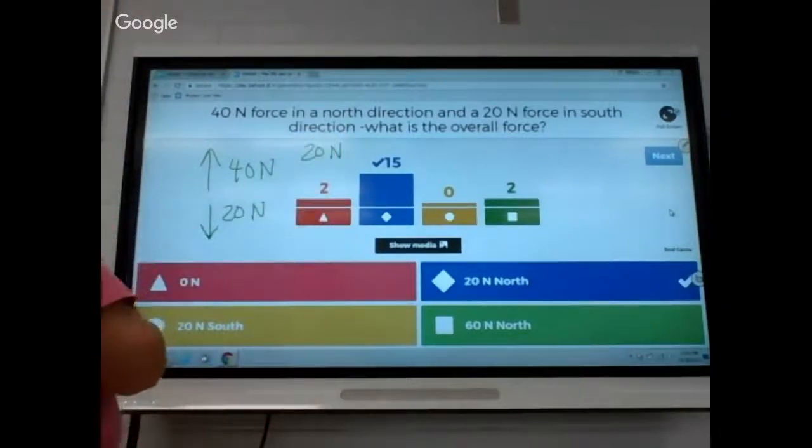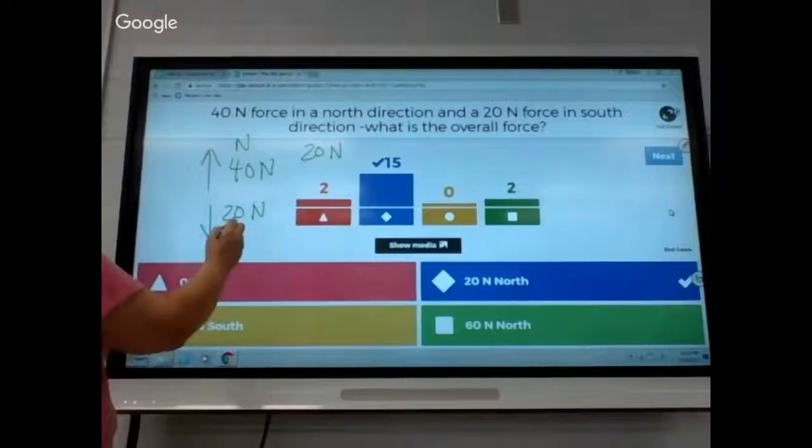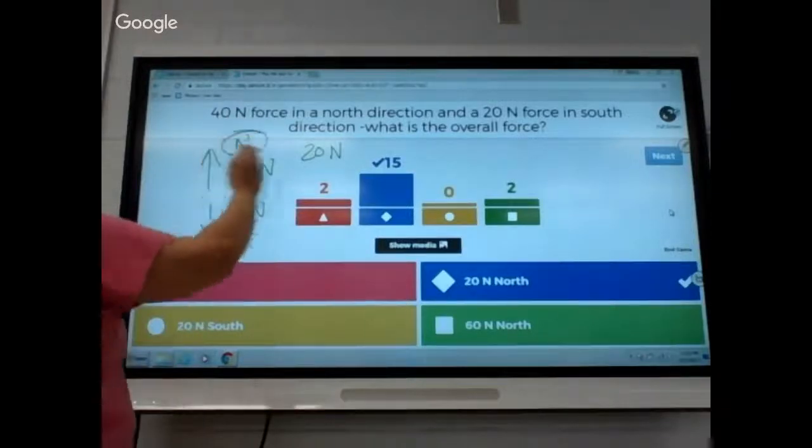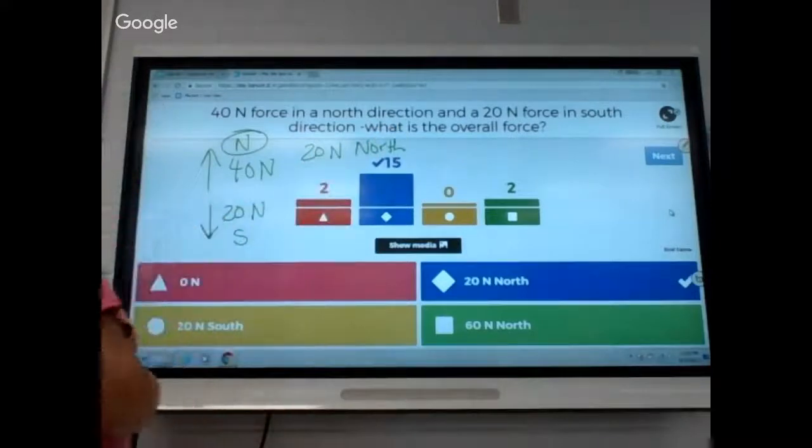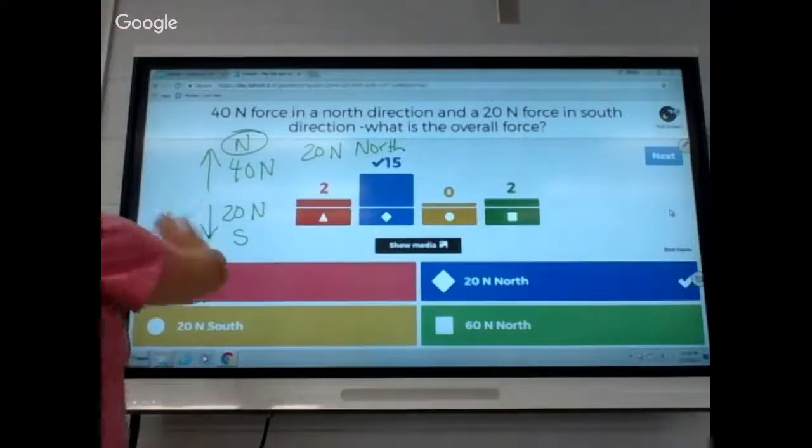And what's greater, the north or the south? The north is greater, so that's why we picked the north direction. Now, we had 2 people who picked 0 Newtons. We can't have 0 Newtons because the forces aren't what? They're not the same. And we don't add because the directions are what? Opposites.